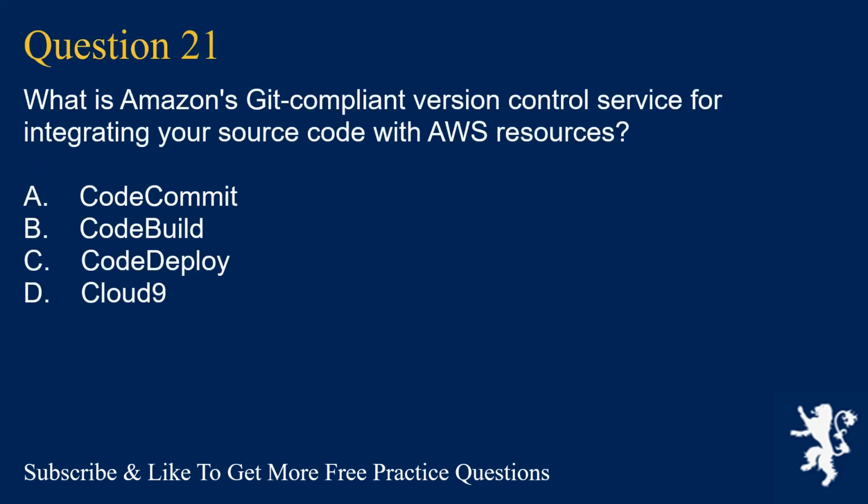Question 21. What is Amazon's Git-compliant version control service for integrating your source code with AWS resources? A. CodeCommit. B. CodeBuild. C. CodeDeploy. D. Cloud9.